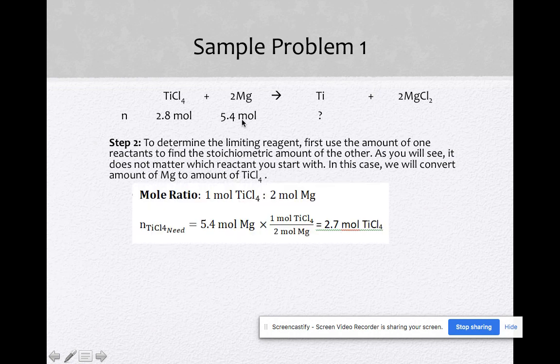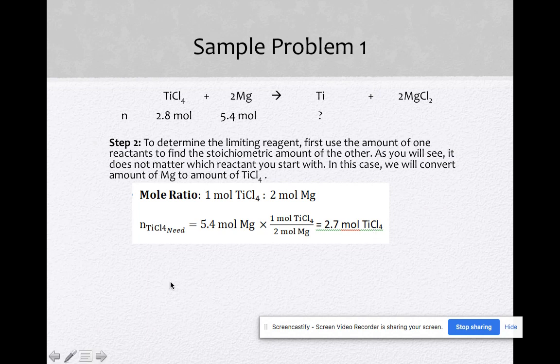So in here, we've got to look at our mole ratios between titanium chloride and magnesium. And according to our balanced equation, we have a mole ratio of 1 mole titanium chloride to 2 moles of magnesium. And we're trying to solve for the amount of titanium chloride that we need. So we have 5.4 moles of magnesium. So we're going to multiply by 1 mole titanium chloride divided by 2 moles of magnesium. And that'll allow the magnesium to cancel out and give us 2.7 moles of titanium chloride. So this is no different from any mole ratio problem.